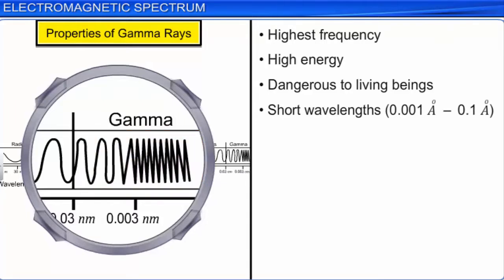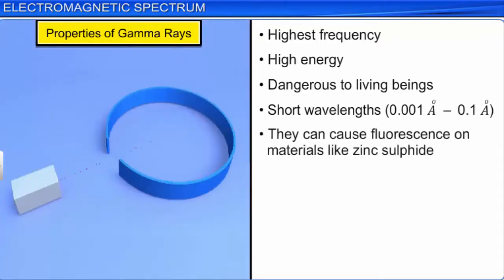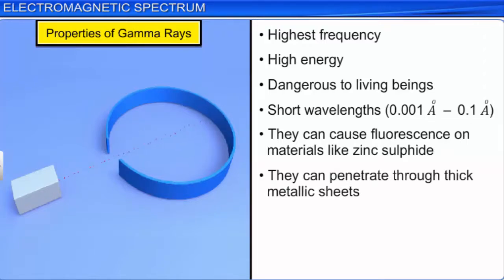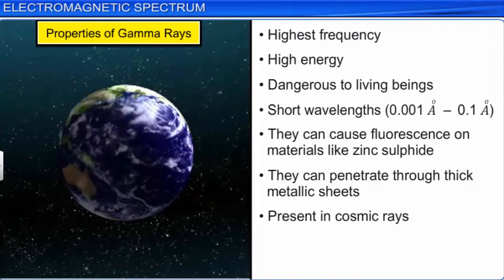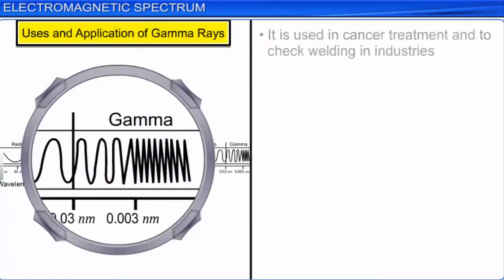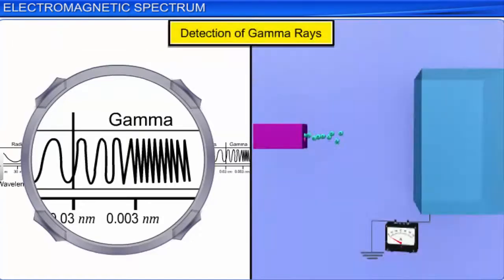Some other important properties of gamma rays are that they can cause fluorescence on materials like zinc sulfide. They can penetrate through thick metallic sheets, and they are also present in the cosmic rays. Let us now discuss some of its uses. Gamma rays are useful in the field of medicine for treating cancer and also in industries to check welding. Gamma rays can be detected by using a photographic film or an ionization chamber or by using a Geiger tube.